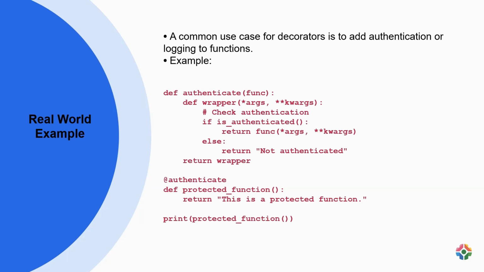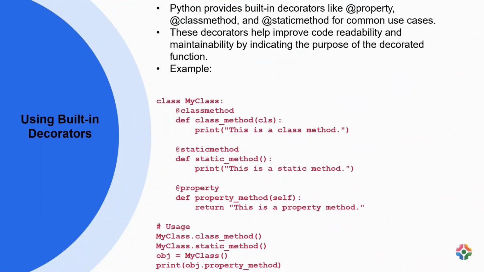Real-world applications of decorators include adding logging to functions to track their execution, applying rate limiting to limit the number of times a function can be called, or caching the results of functions to improve performance. Python leverages built-in decorators such as @property, @classmethod, and @staticmethod to enhance code clarity and organization. When used, these decorators convey the intended behavior of the annotated functions, making the code easier to understand and maintain.